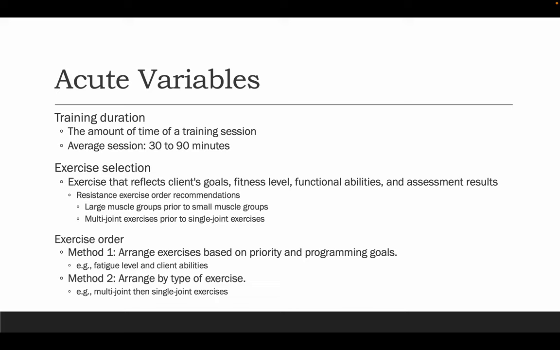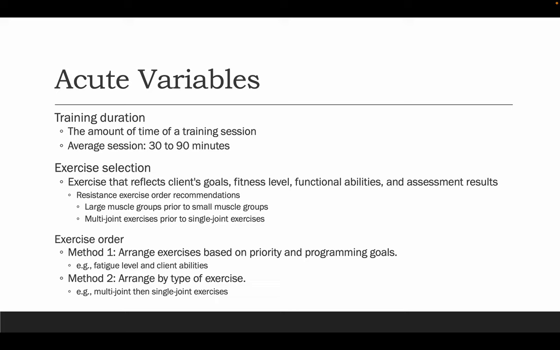Vertical loading, like I said, means you complete all of them before moving on to the next set of each one. Horizontal means you complete one exercise, all its sets, and then move on to the next.